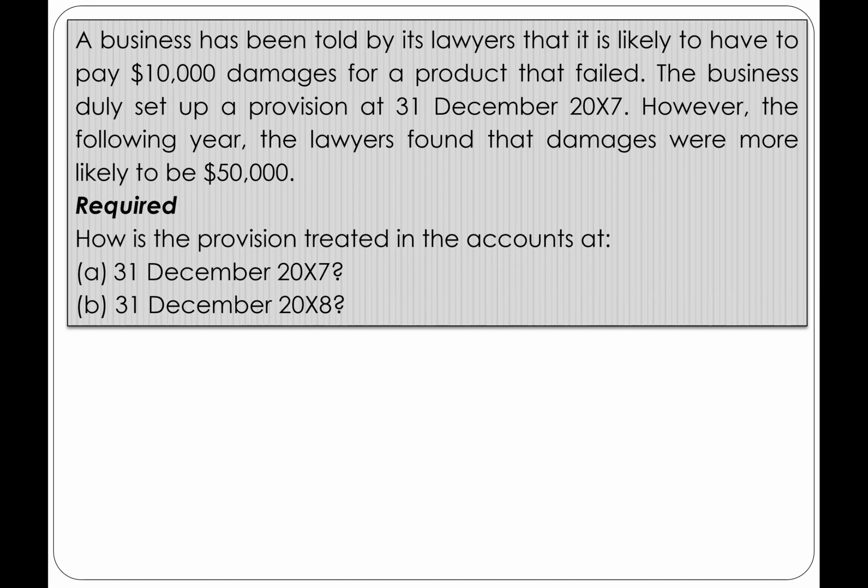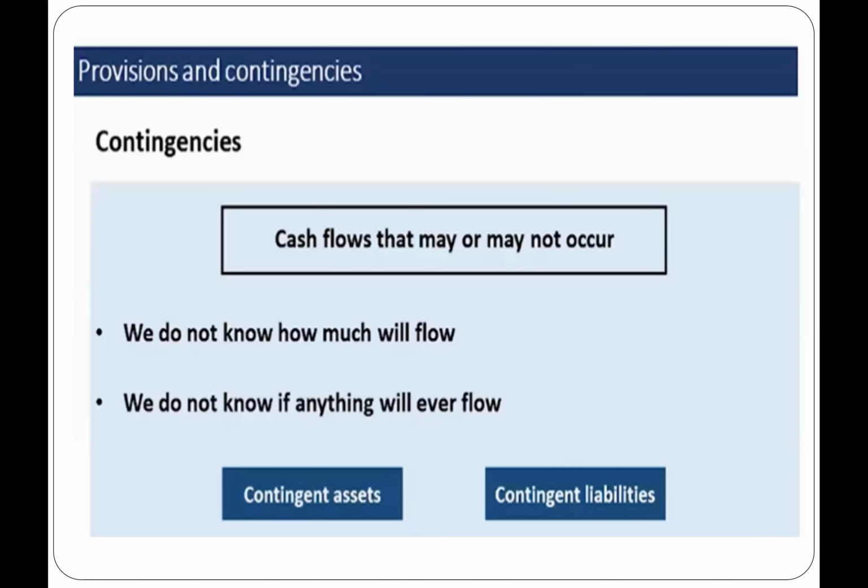So let's move on to contingencies. Contingencies are different from provisions because they look at cash flows that may or may not occur. Remember, when you're talking about provisions, we know that the obligation is there. We know that cash flow is going to go out of the business at some point in future. We just don't know when, but we know that it is definitely going to be an outflow. But when it comes to contingency, we are not very sure whether an outflow is going to be there or not.